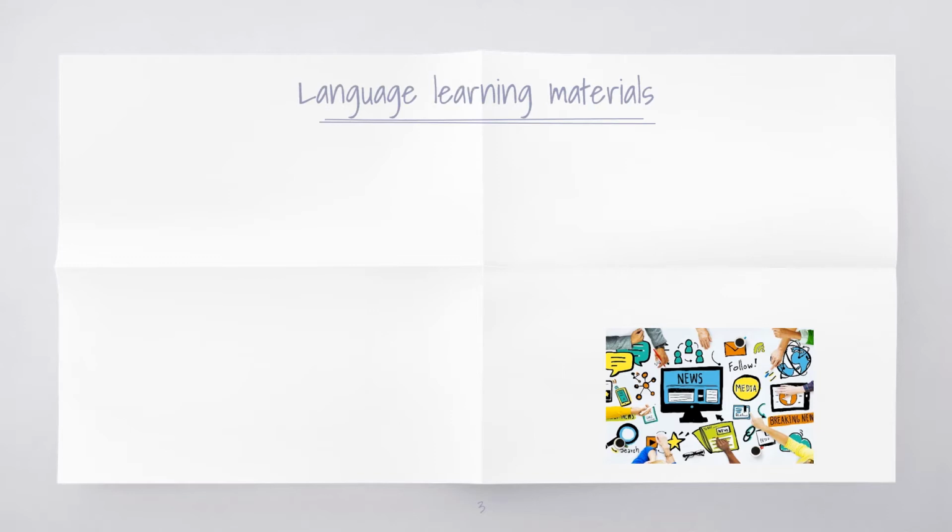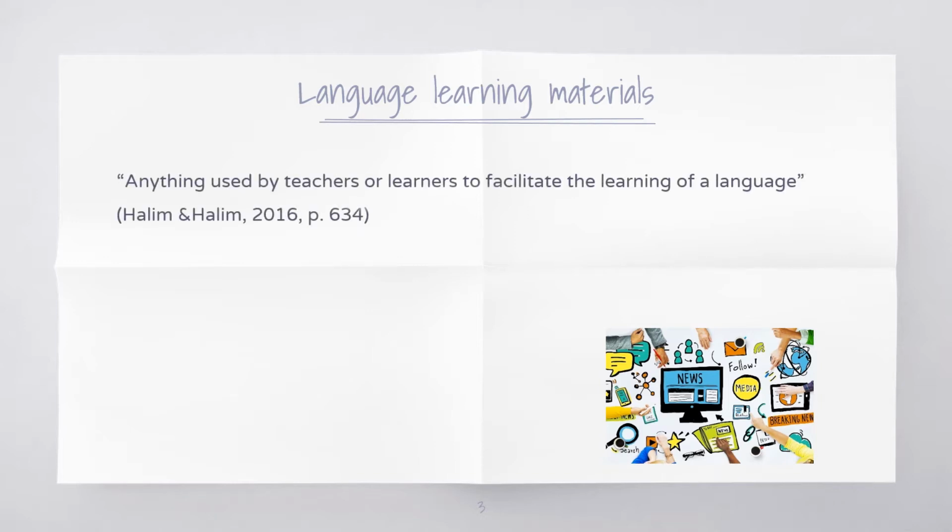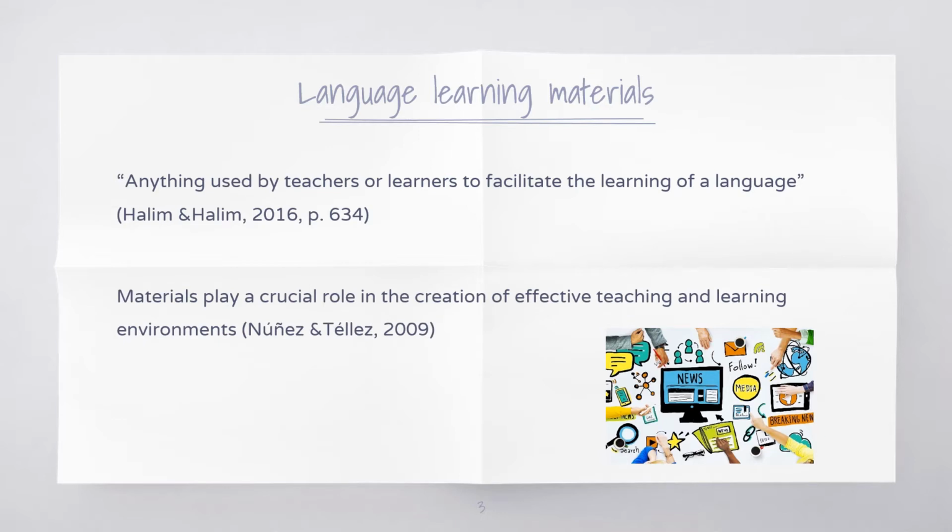Language learning materials are usually associated with course books. However, Halim and Halim 2016 claim that materials are not limited to mere textbooks. They assert that materials can be anything used by teachers or learners to facilitate the learning of a language, such as videos, dictionaries, readers, workbooks, photocopied exercises, newspapers, live talks, tasks written on cards, and so much more. Materials play a crucial role in the creation of effective teaching and learning environments. Thus, they are of significant importance in the language learning process.